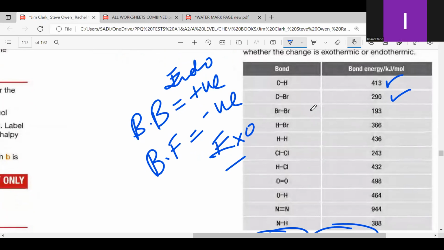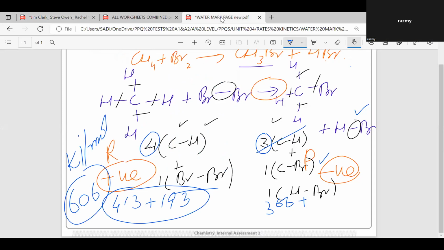So where's the C-H cancelled? Sir, where is the CH3 gone? See, on this side we are having 4 C-H. And on the other side we are having 3 C-H. So 3 C-H and 3 C-H are gone because the equation is balanced. 4 minus 3, so you get 1. So you are left with 1 C-H on the reactant side. On the other side, nothing is left now.